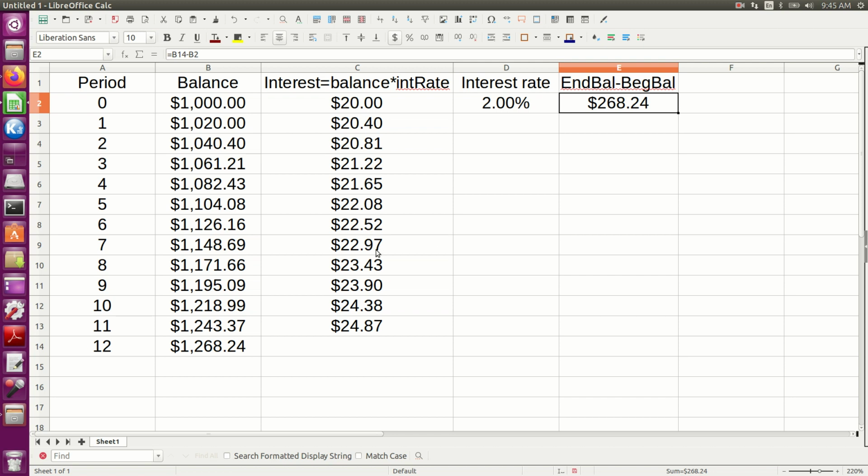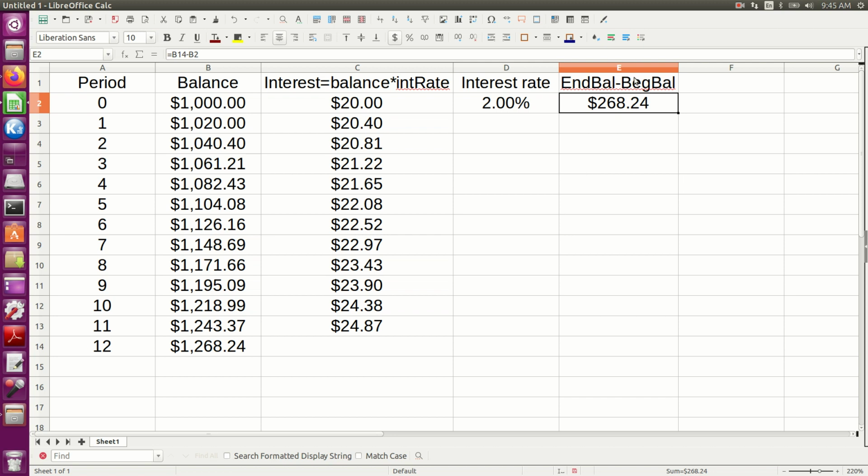All right, now let's look at the idea of making this a little more complicated with something like a savings plan. So I start with that same thing we had before. So here's our period, here's the balance, here's the interest on that balance, our interest rate, and then I did our ending balance minus the beginning balance.